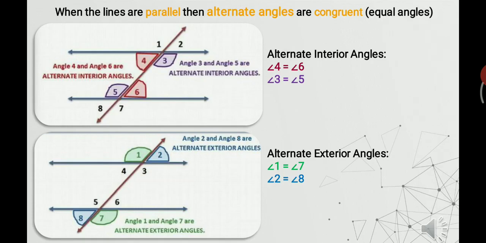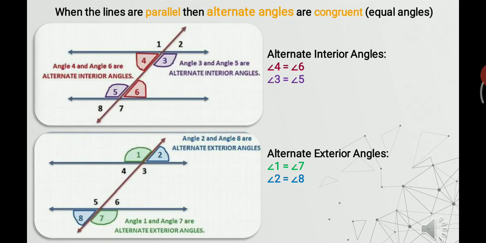So far you have understood what alternate angles and corresponding angles are. Now what happens when the lines are parallel? You see that when the lines are parallel, then the pair of alternate interior angles and the pair of alternate exterior angles are equal.